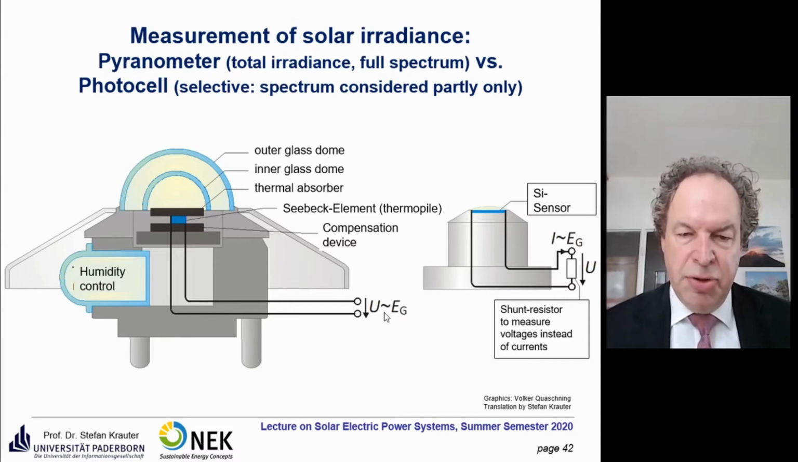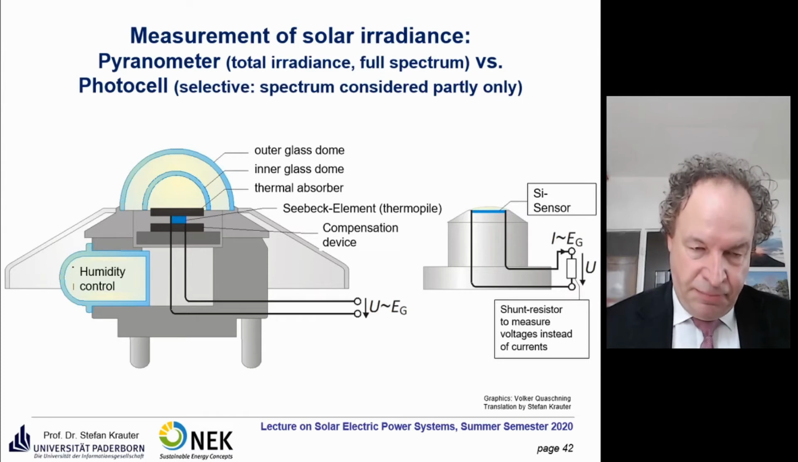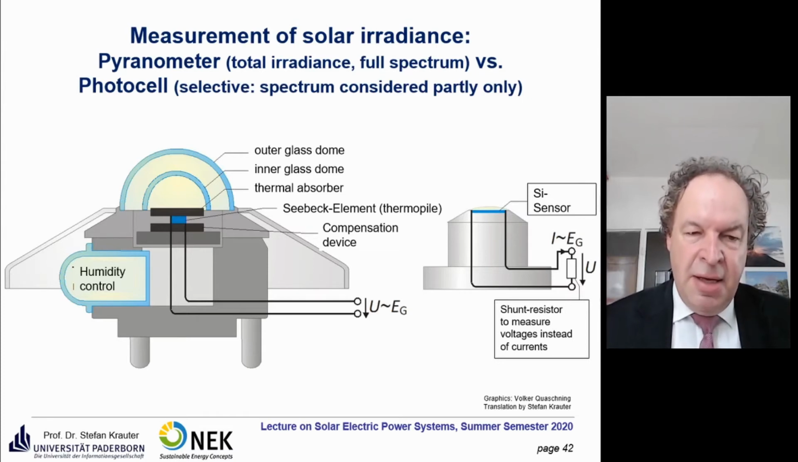Okay, I can put the mouse here so you see that. This is quite accurate. Also, the advantage of that device is that it takes the whole spectrum. It doesn't matter whether it is infrared or ultraviolet irradiance, as long as it gets absorbed on this thermal absorber, you measure the irradiance.